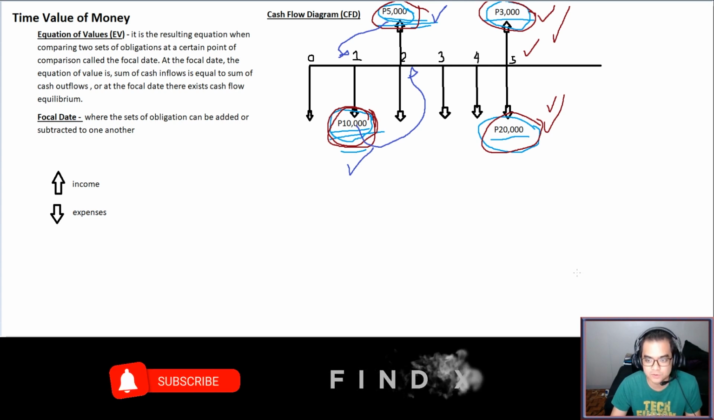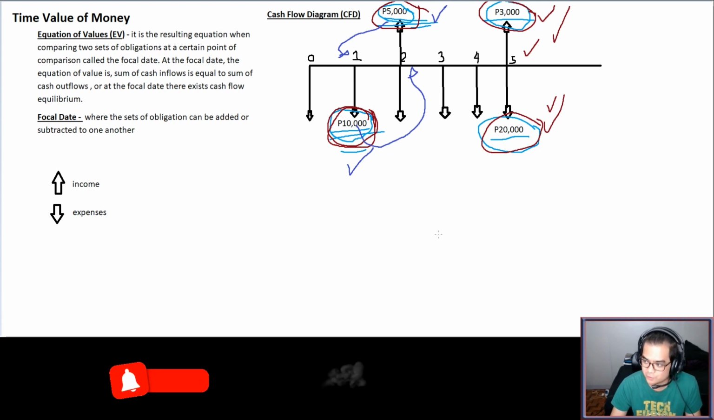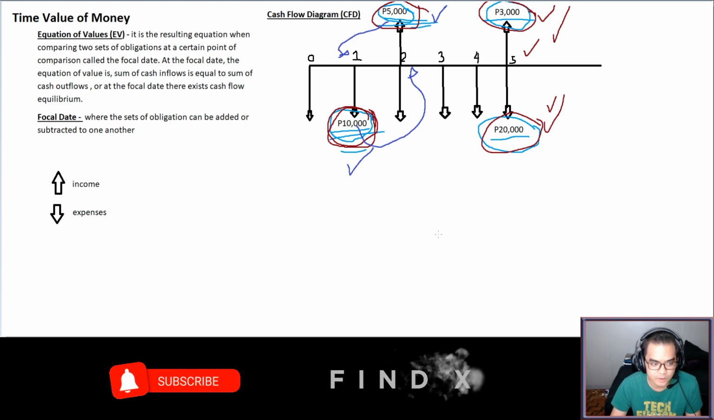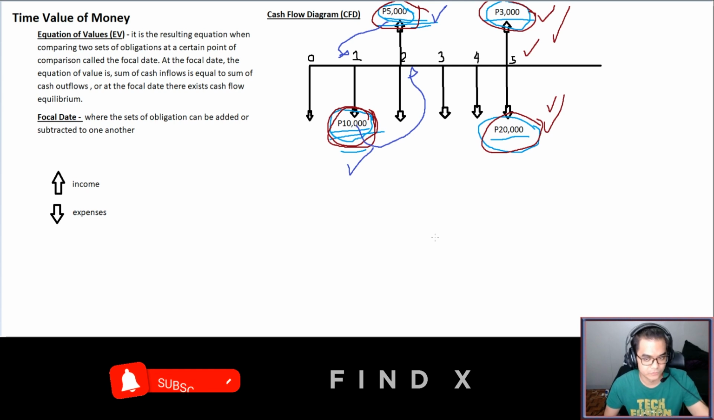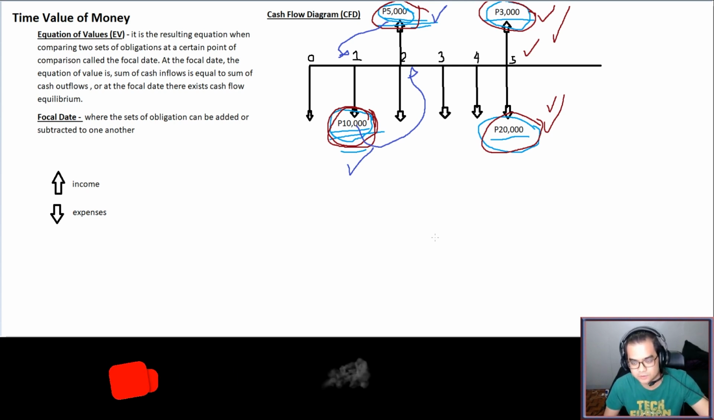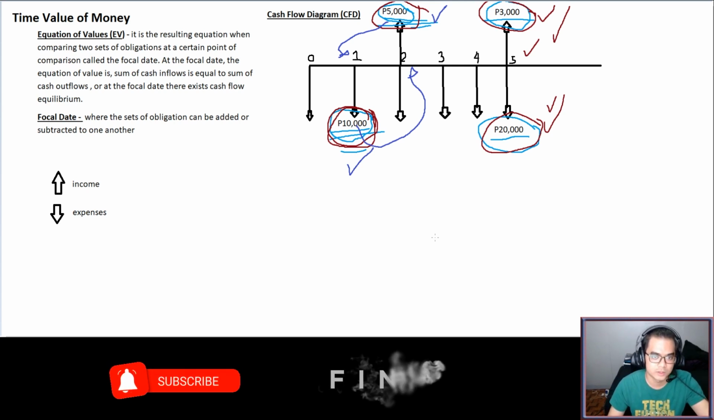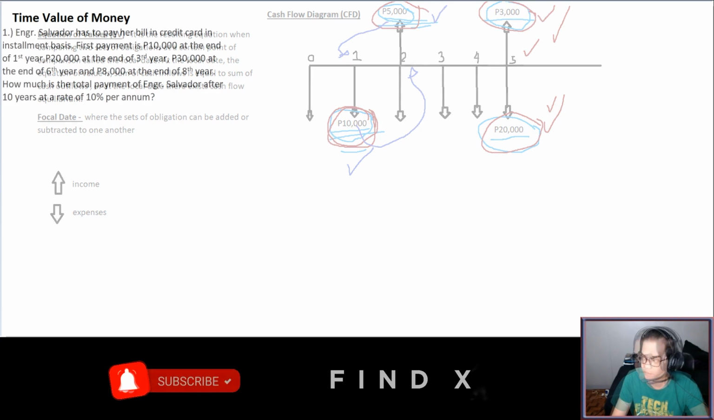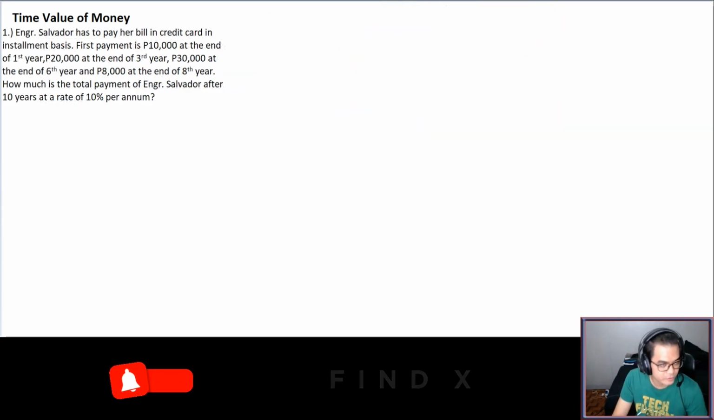I hope this is clear because we really need this for this lesson. For me, time value of money is the hardest lesson in engineering economy that requires a lot of explanation and is quite confusing, so a lot of people get confused here. So I think so that you can understand this more, we can go into some sample problems. Okay, let's go to our first problem.